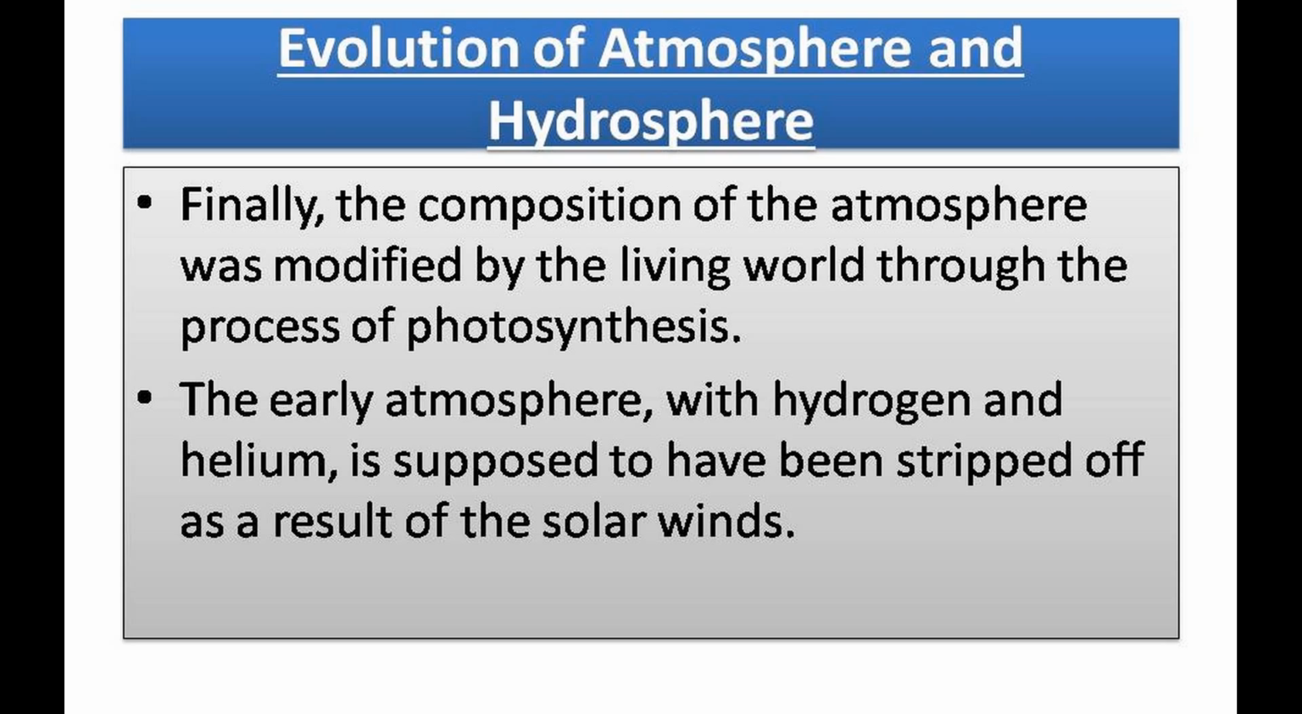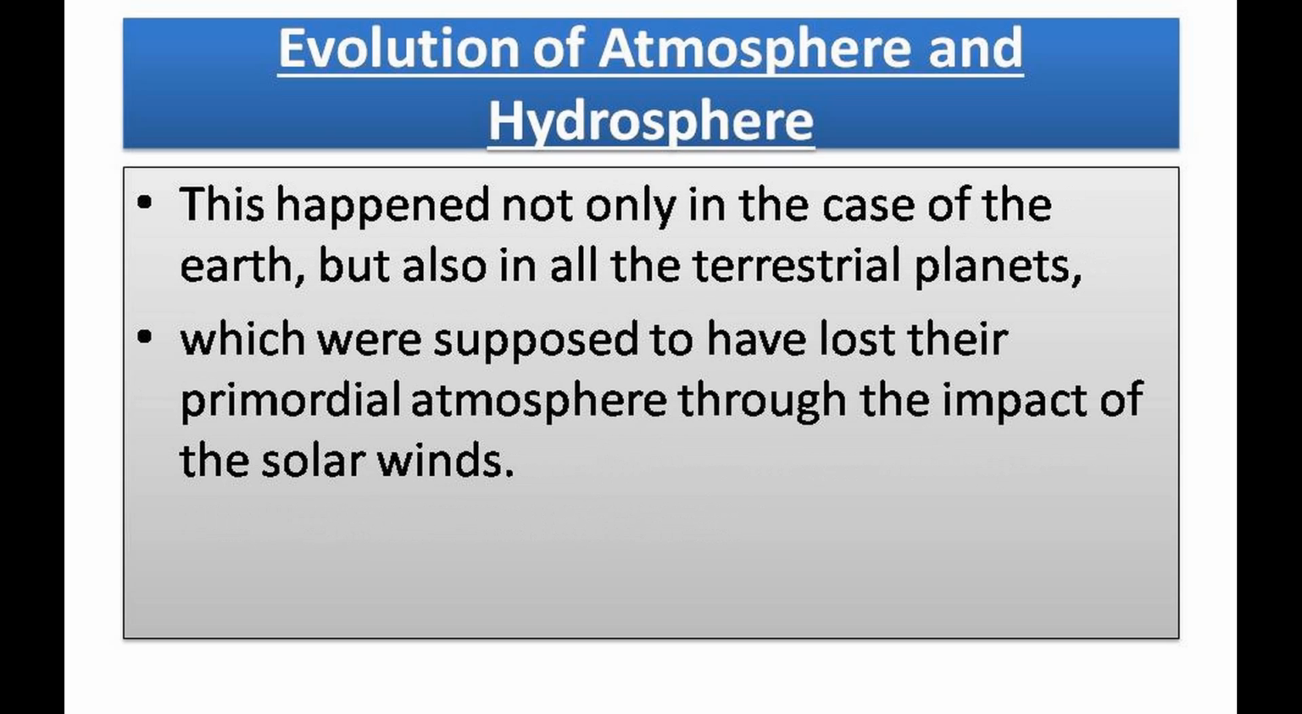The early atmosphere with hydrogen and helium is supposed to have been stripped off as a result of the solar winds. This happened not only in the case of Earth but also in all the terrestrial planets, which were supposed to have lost their primordial atmosphere through the impact of solar winds.